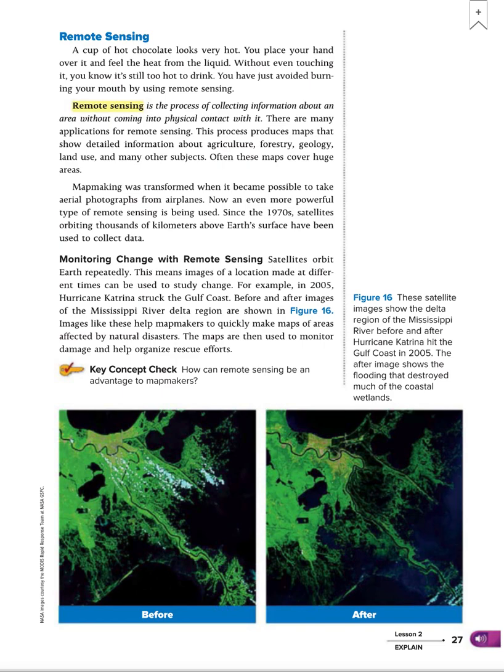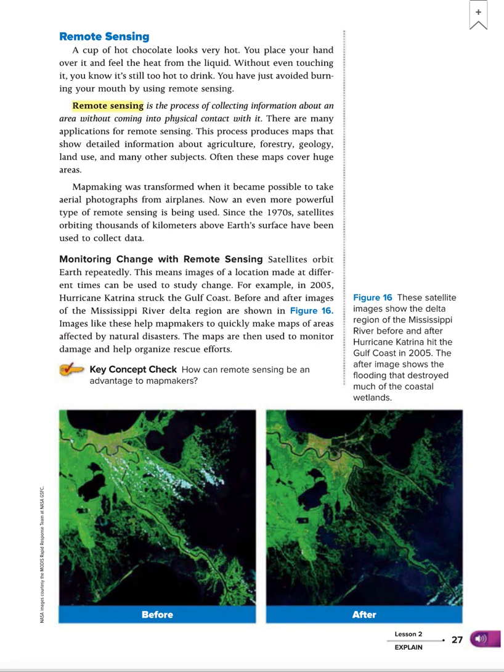So let's talk a bit about remote sensing. A cup of hot chocolate looks very hot. You place your hand over it and you can feel the heat from the liquid. Without even touching it, you know it's still too hot to drink. You have just avoided burning your mouth by using remote sensing. So remote sensing is the process of collecting information about an area without coming into physical contact with it.